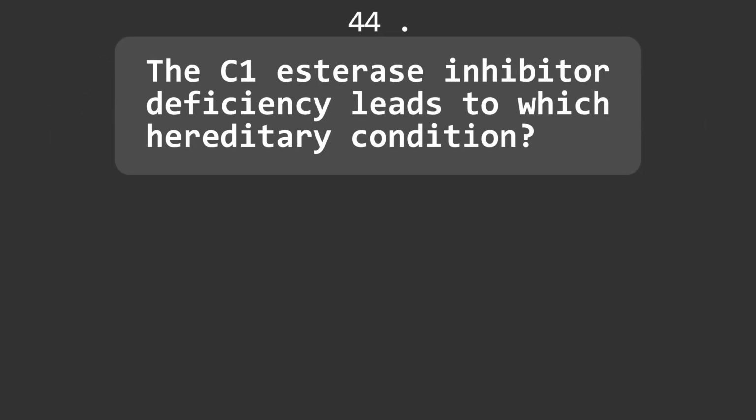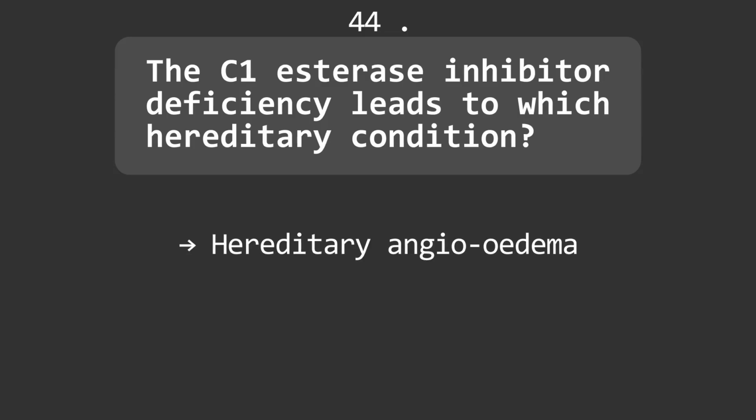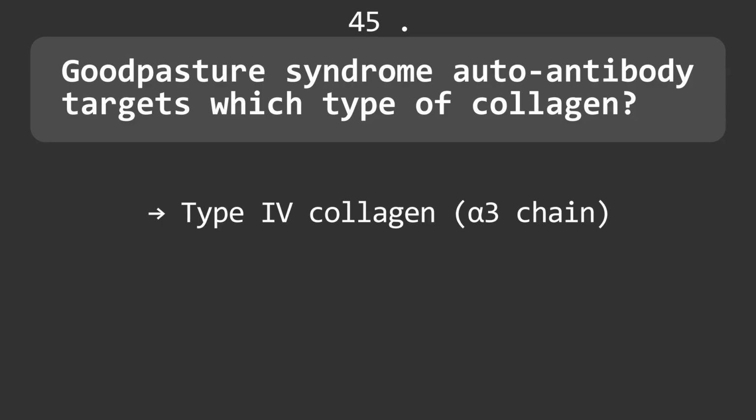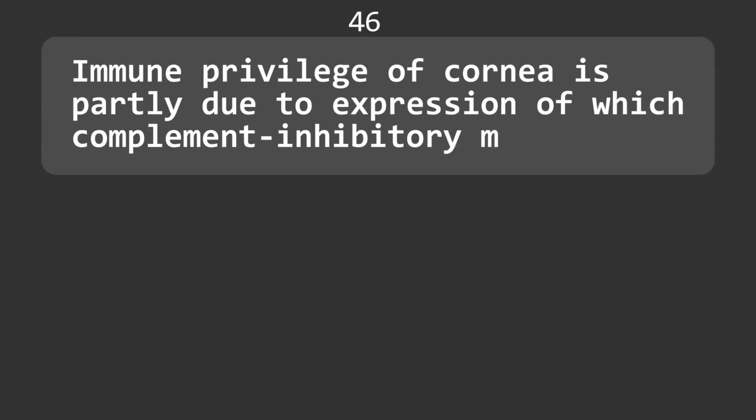The C1 esterase inhibitor deficiency leads to which hereditary condition? Hereditary angioedema. Goodpasture syndrome autoantibody targets which type of collagen? Type 4 collagen alpha 3 chain. Immune privilege of cornea is partly due to expression of which complement inhibitory molecule? CD59.